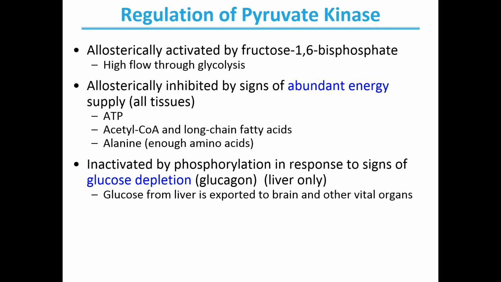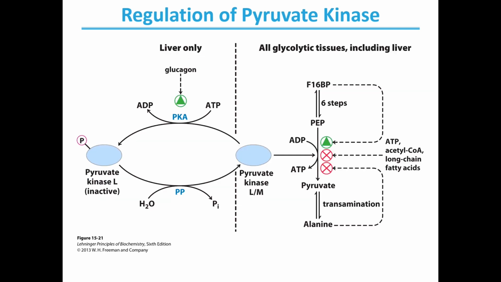But glucagon doesn't affect all organs. We're thinking mainly about the liver. So the lower the sugar, that's going to make your pyruvate kinase inactive. That way all the sugar is going to be sent to your vital organs. So the next slide shows you the regulation of the pyruvate kinase. Okay. So over here you can see whenever the pyruvate kinase is phosphorylated, it's inactive. That happens in the presence of glucagon. When the pyruvate kinase is not phosphorylated, then it's going to be active.